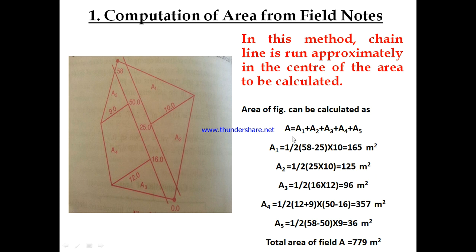So what is the formula of a trapezoid? Trapezoid formula is half of the sum of the parallel sides into height. So here half of the sum of parallel sides are 9 plus 12, and the height we will consider here as 50 minus 16. So in this manner we can calculate the area of each section, and then we will add all the areas together to get the area of this whole figure.